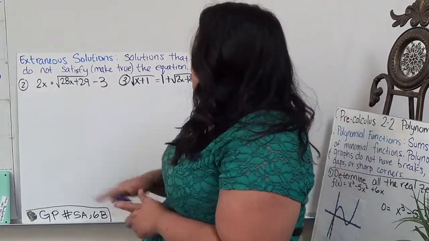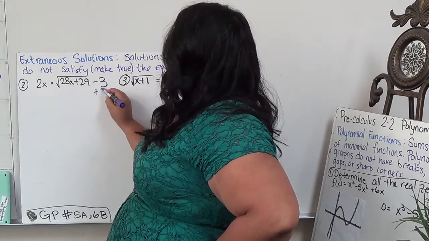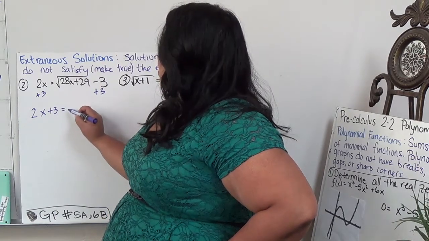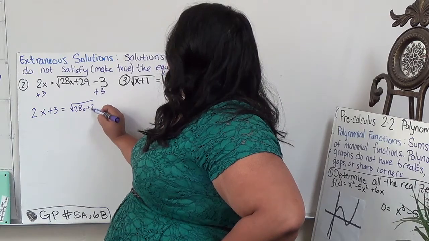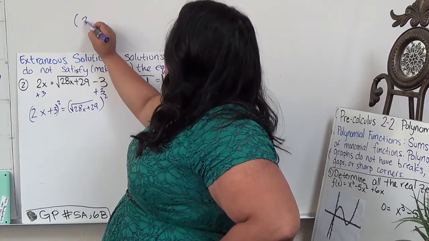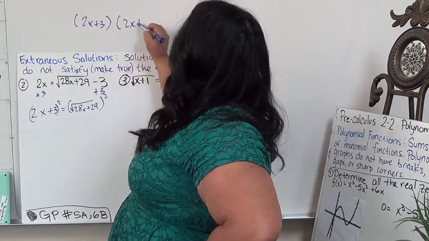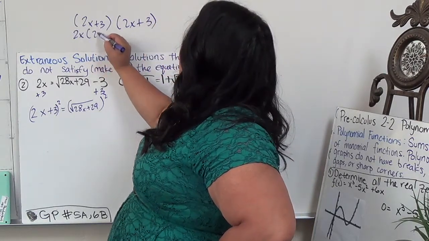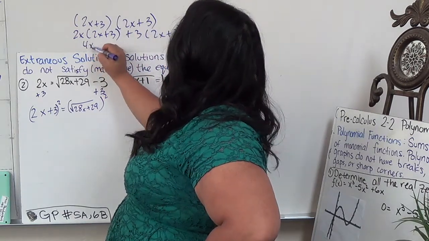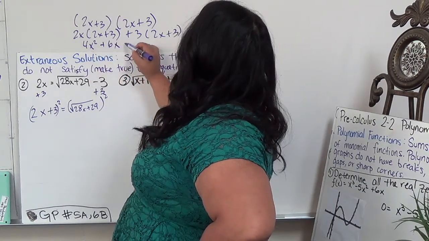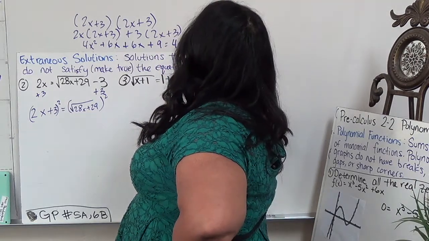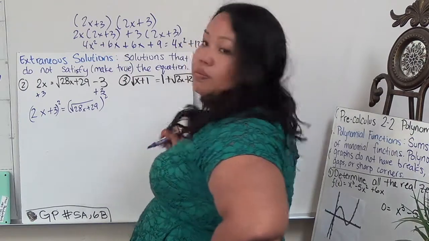So let's solve it. We have 2x. The first thing is to isolate this square root. So I'm going to plus 3 on both sides. So we have 2x plus 3 equals square root of 28x plus 29. And I'm going to square both sides. And this would square 2x plus 3 times 2x plus 3, giving me 4x squared plus 6x plus 6x plus 9, which is 4x squared plus 12x plus 9. Hopefully you can see that.